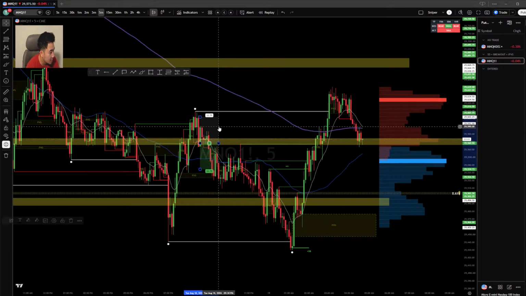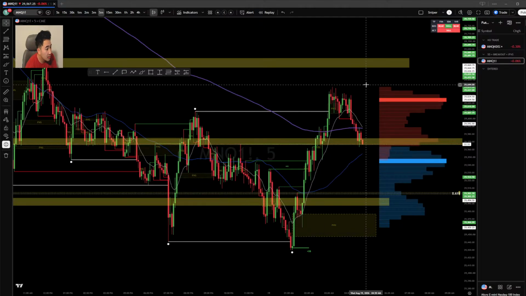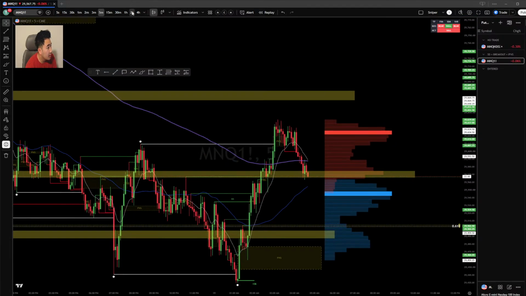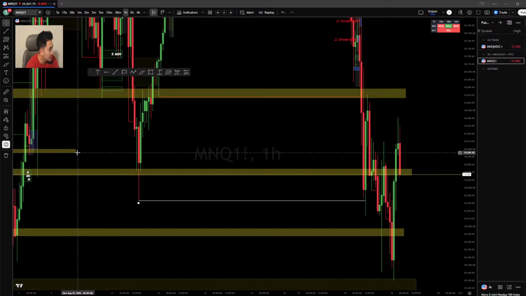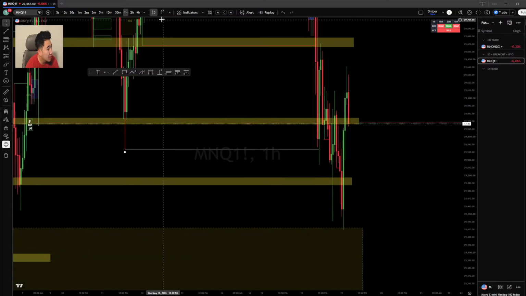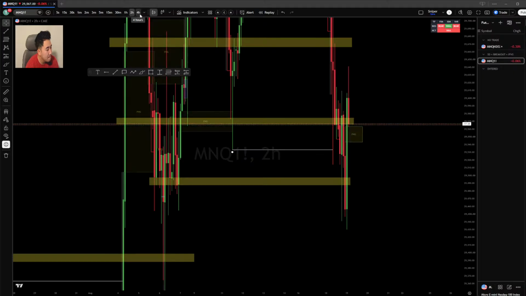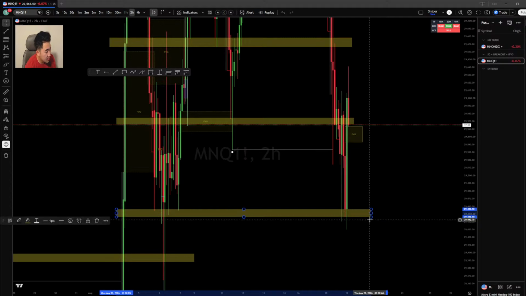Let's get started. All right. Let's mark out these zones here, support and resistance on the 1 hour. Let's readjust some of these zones.